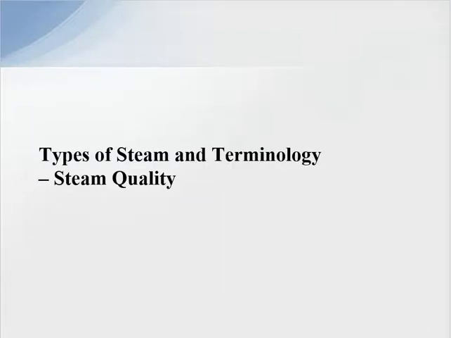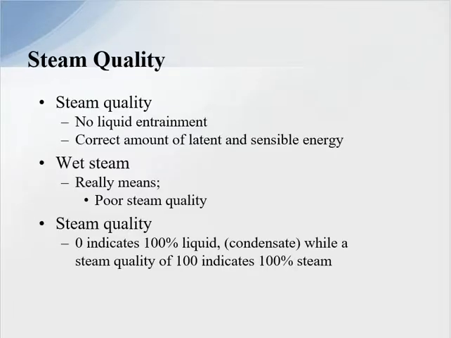The next term I want to talk about is steam quality. So many times people talk about this as wet steam. You know, they say, I have wet steam. Remember, saturated steam is dry and invisible. Steam quality means no liquid entrainment and the correct amount of latent and sensible energy. Wet steam really means poor steam quality. So when somebody says, I have wet steam, they're really saying, I have poor steam quality. Steam quality of 0 equals 100% liquid condensate, while steam quality of 100 indicates 100% steam.